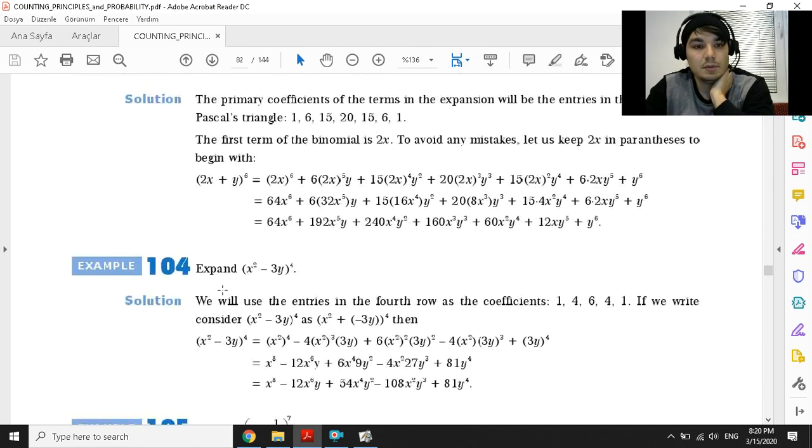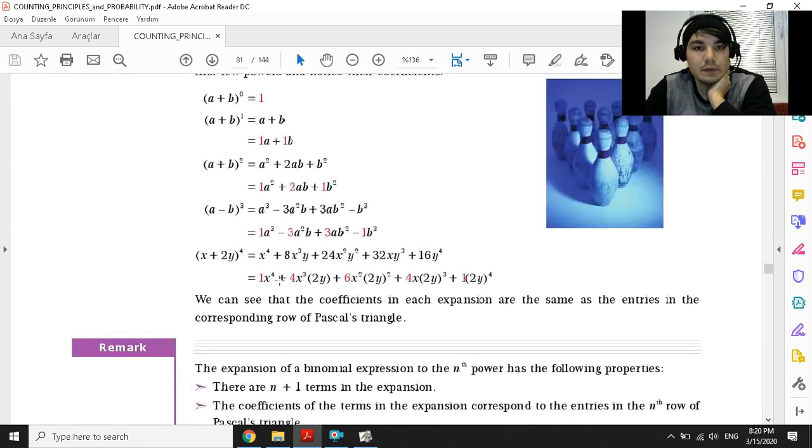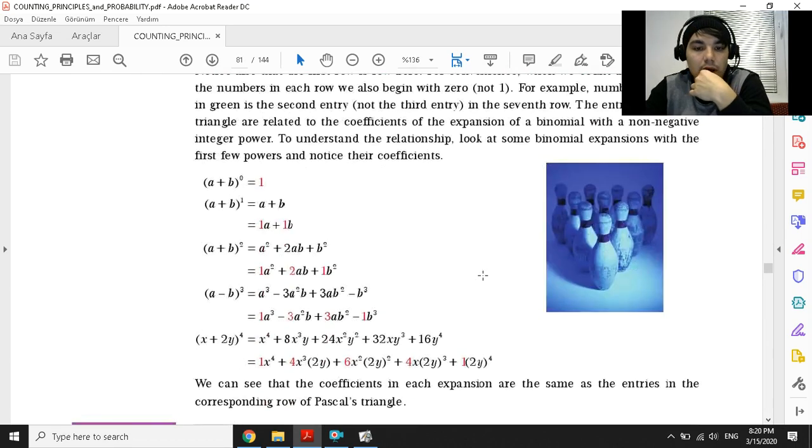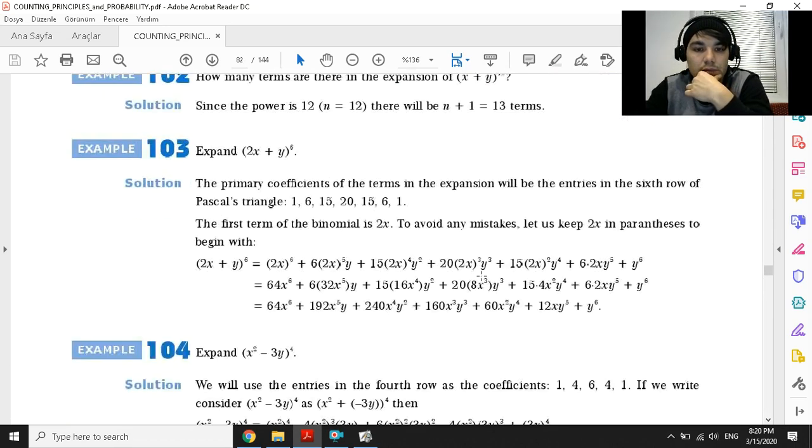So the next example, 104, we will expand x squared minus 3y to the power of 4. It means to find the fourth power, I will go directly to Pascal's triangle. Look at the row here. Take the coefficients 1, 4, 6, 4, and 1. Okay.